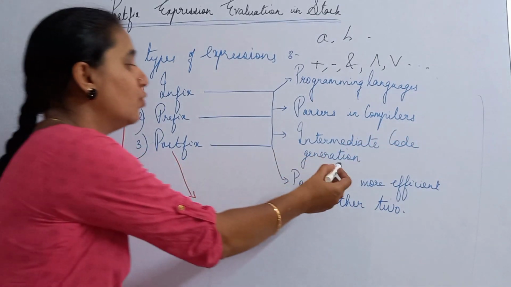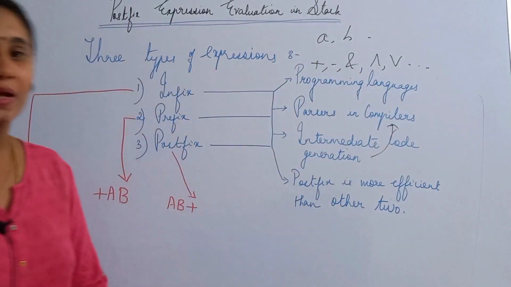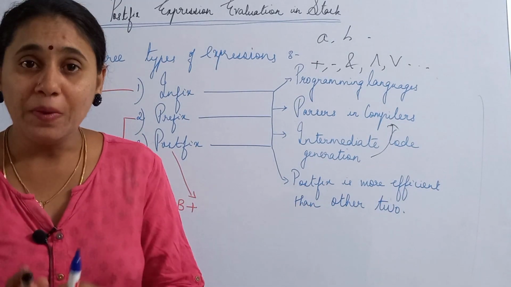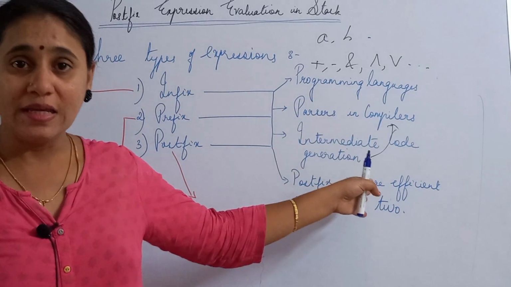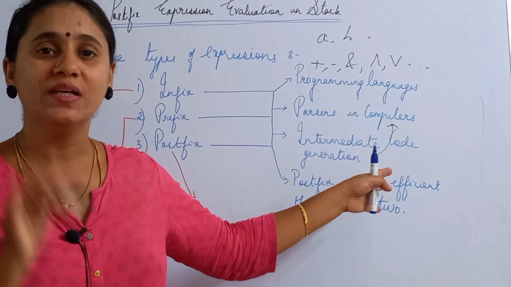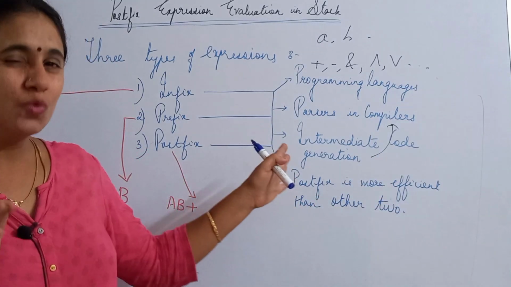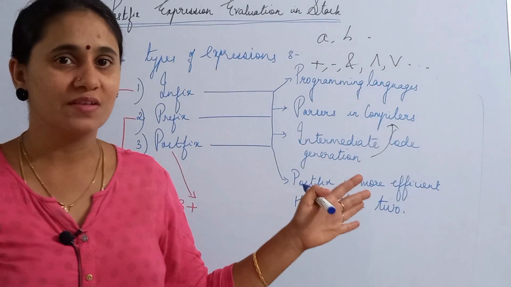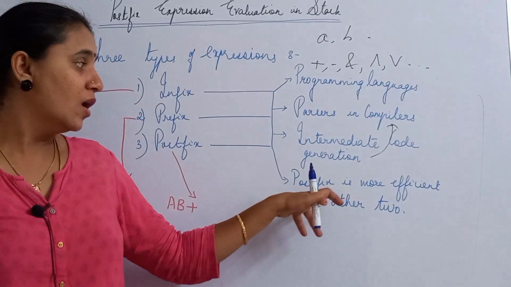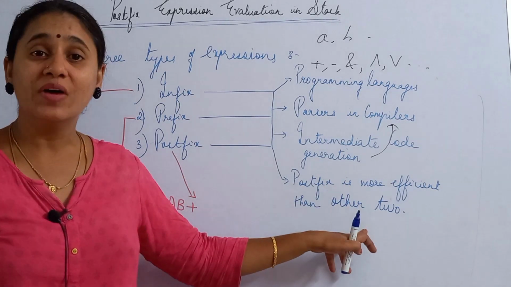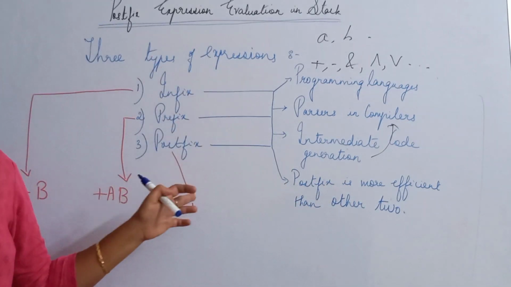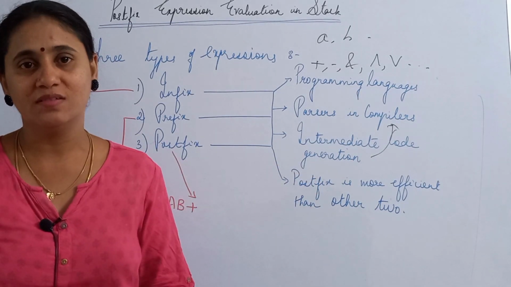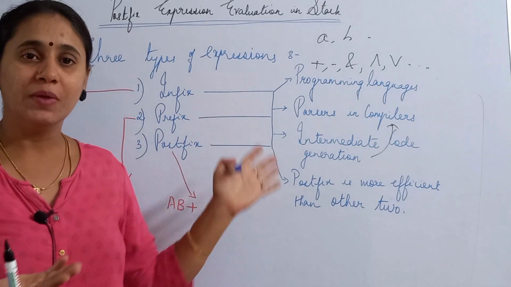This intermediate code generation will also come in compilers, so this is also an important topic in compiler design. All these stages we will be discussing in compiler design, right? So you just know it. These are very important concepts in evaluation of expressions, right? Next is postfix. This is one of the advantages of these three expressions: postfix expression is more efficient when compared to the remaining two.